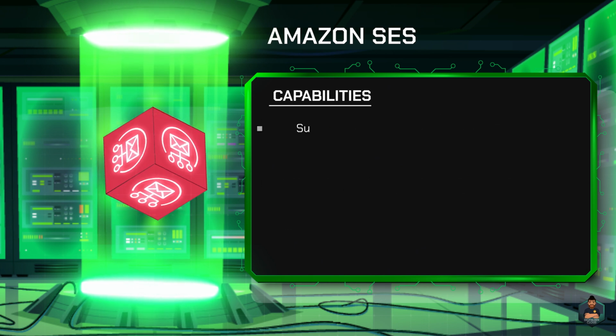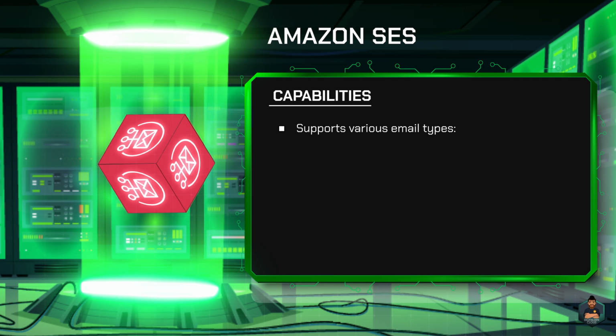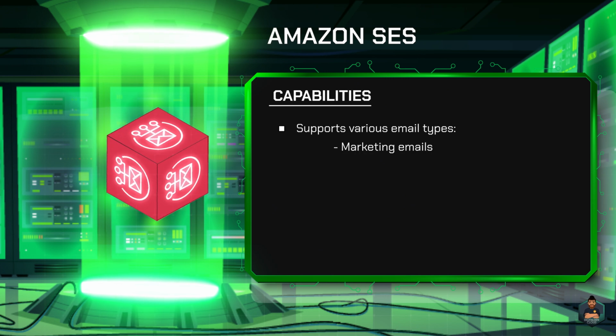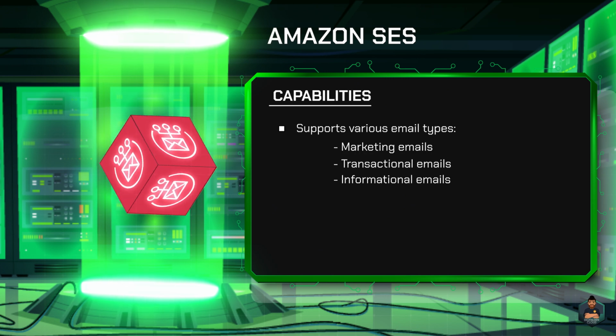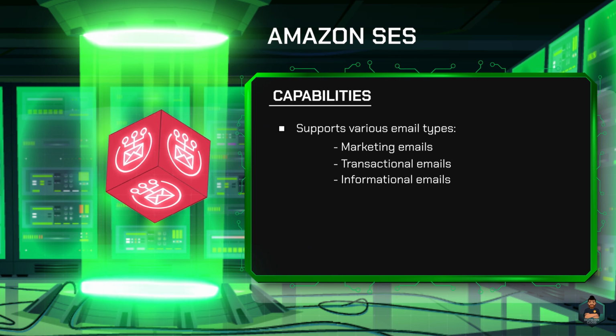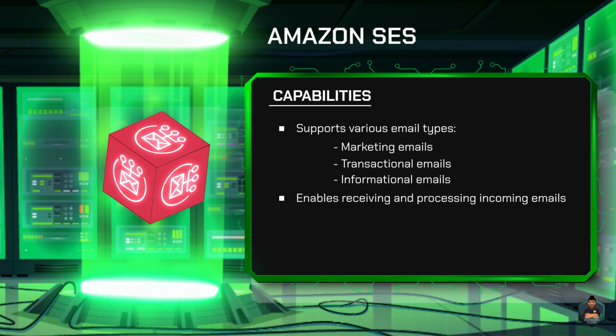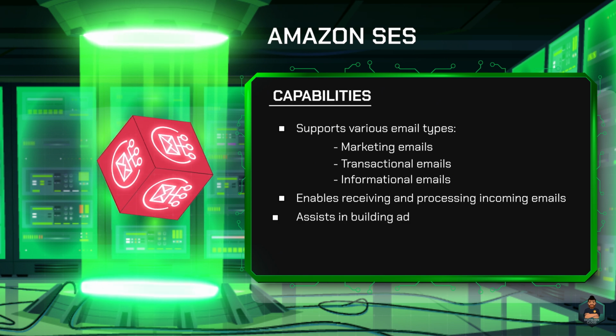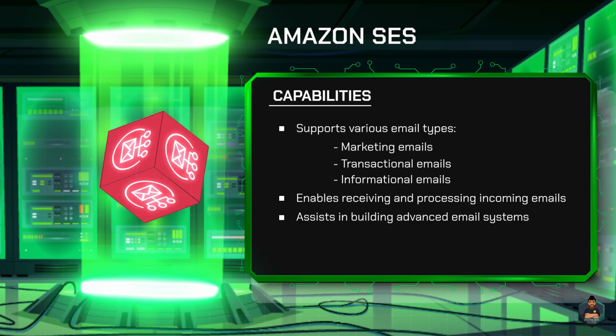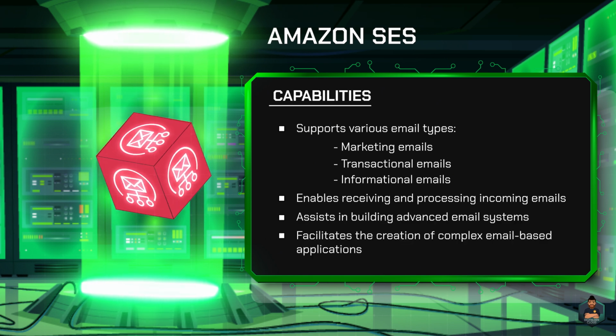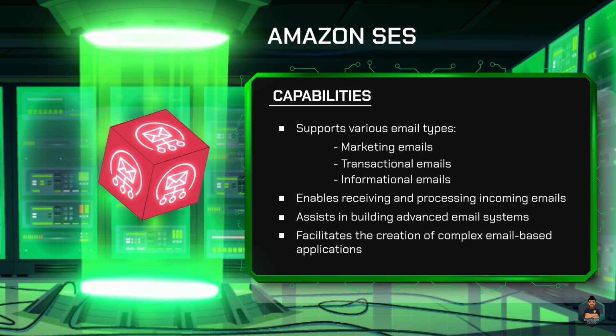Simple Email Service can handle different types of emails such as marketing, transactional, and informational emails. In addition to sending emails, it can also receive and process incoming emails and help build advanced email systems so developers can use the service to create complex email-based applications.